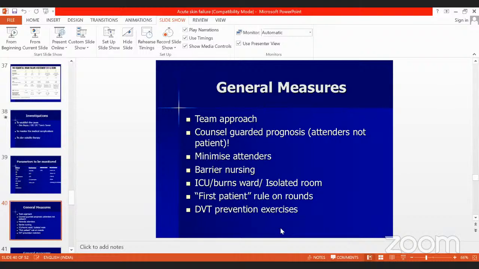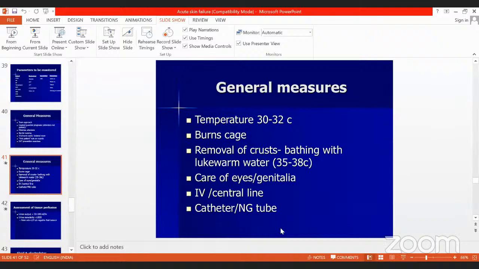Minimize attenders. I spoke about barrier function, barrier nursing. If possible, when possible, they should be lodged in an ICU or a burns ward, or at least in an isolated room. And if you're on rounds, make sure that we see that patient first, because we don't want to carry infection from other patients to this patient. DVT prevention exercises. General measures include maintenance of temperature.